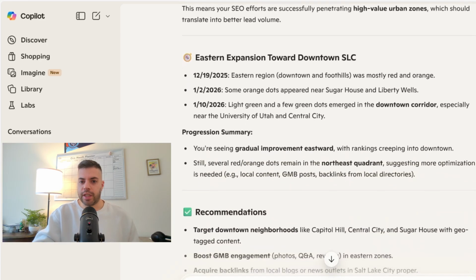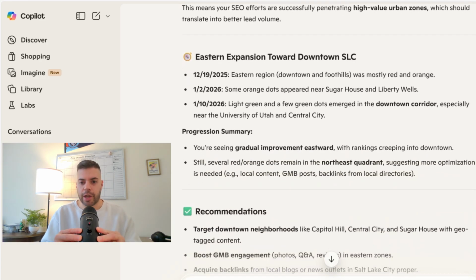Next, what I'm also looking at is I'm really focused on the downtown part of Salt Lake City. So that's the abbreviation SLC. So you can see I have 3 different bullet points, 12/19, 1/2, and 1/10. So I can see that initially it's mostly red and orange. Next went to orange dots, and now as of January 10th is light green and few green dots emerging in the downtown corridor, especially near the University of Utah and Central City.